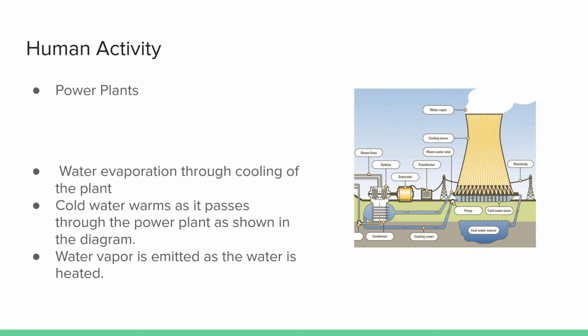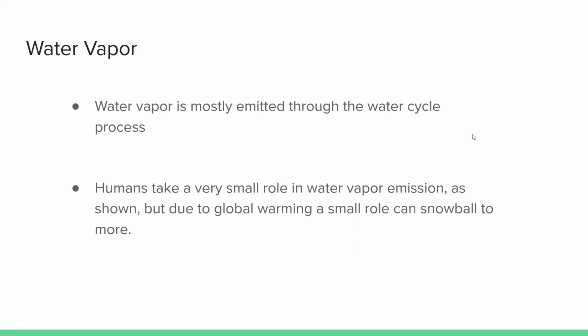Another human activity is through the power plants. Water evaporation through cooling of the plant. Cold water warms as it passes through the power plant as shown in the diagram. Water vapor is emitted as the water is heated. You can see the cold water source, then the water goes up to the pump, then the water gets condensed, turns into warm water, and everything gets released through water vapor.